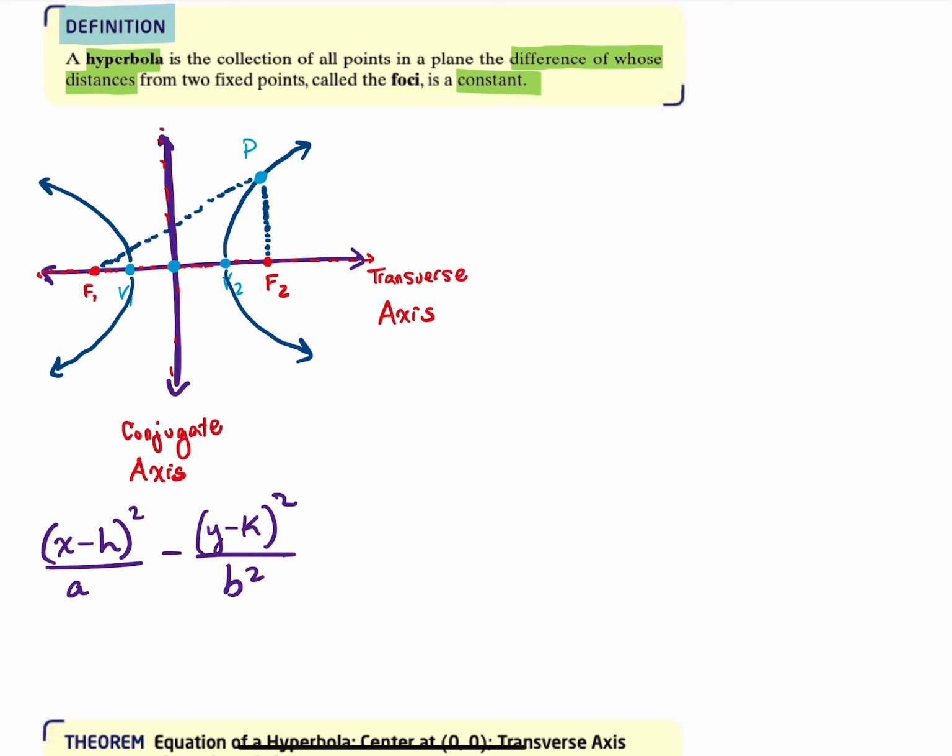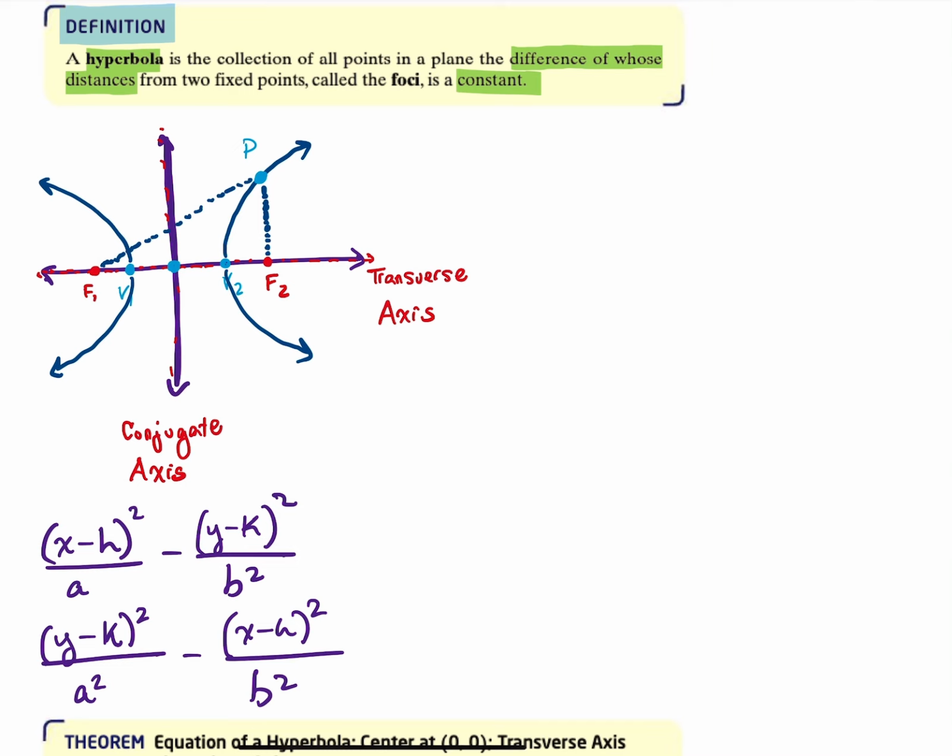So if the x comes first, notice we have the x term minus the y term, then it's oriented this way, where the curves open to the left and to the right. If it's in the flipped orientation, we would just see the y term first. So this would be (y minus k) squared over a squared minus (x minus h) squared over b squared.